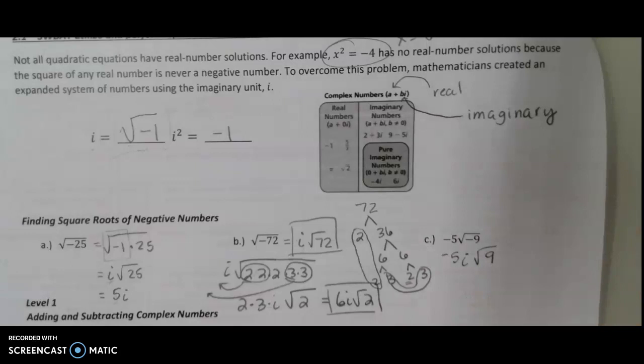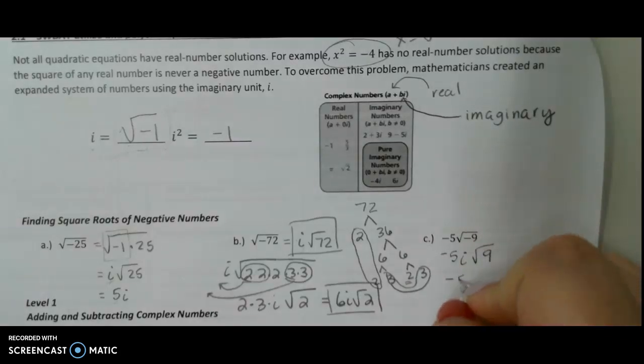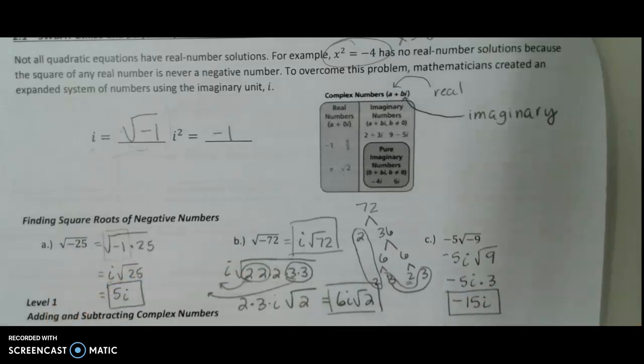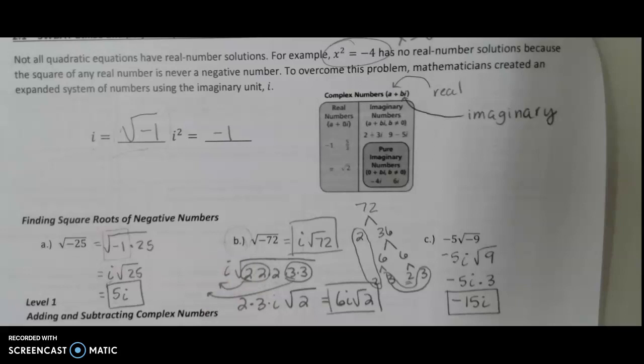The square root of 9 we know is 3, so this becomes -5i times 3, so we get -15i. So the most important thing for us today is recognizing that you can pull out a negative under a square root by putting an i. If you don't know how to do things like letter B yet, it's okay. We'll practice when we're together.